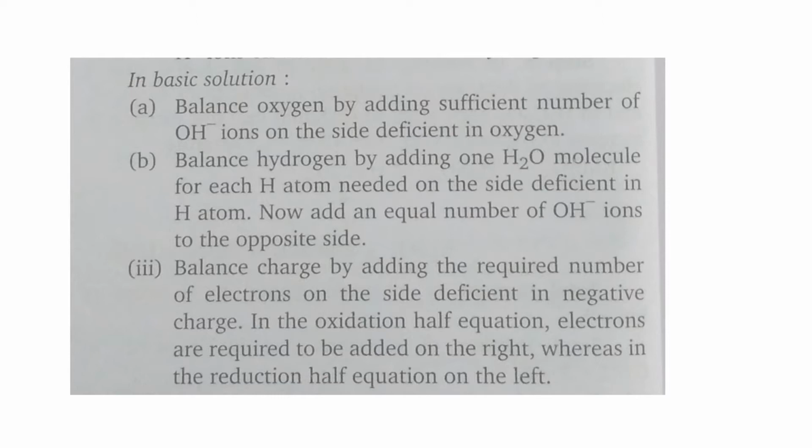Step 4. Balance charge by adding the required number of electrons. This is a new thing. Balance charge by adding the required number of electrons on the side deficient in negative charge. In the oxidation half equation, electrons are required to be added on the right side, whereas in the reduction half, on the left. That you will understand when you balance the charge. Then only will you understand which side to add electrons. Am I clear?